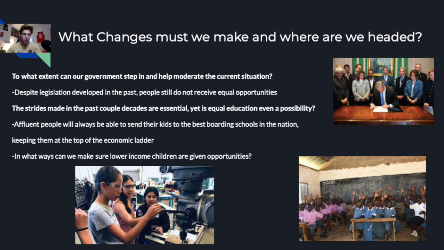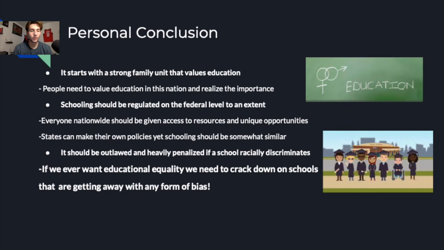So these are some of my questions, like how much can the government step in and really make a change, how much of it is on the people, stuff like that. And it's always a sticky situation. It always gets so sticky as soon as money, school, and stuff like that gets involved. It really does get tough. So anyways, after looking at all this information and looking at those questions, this is my personal conclusion.